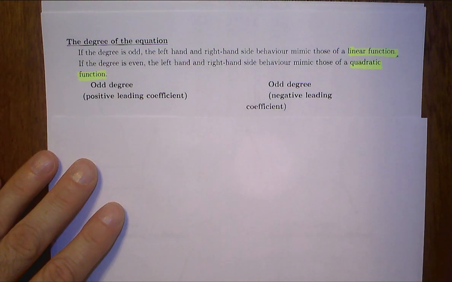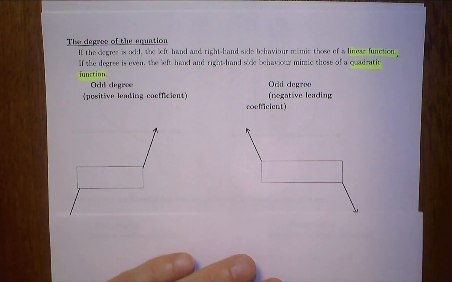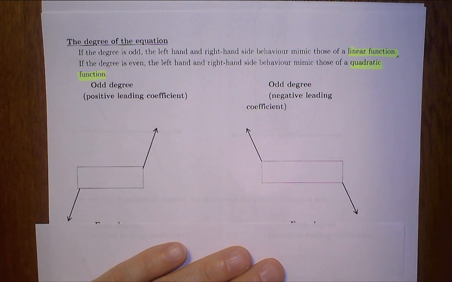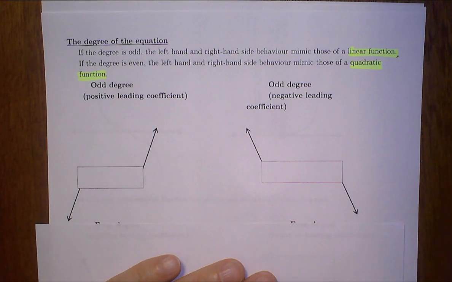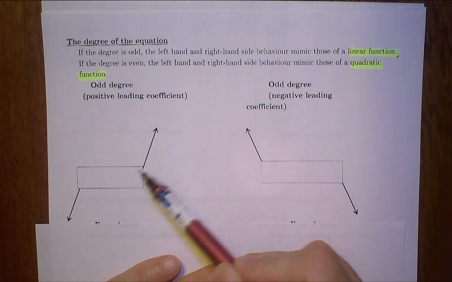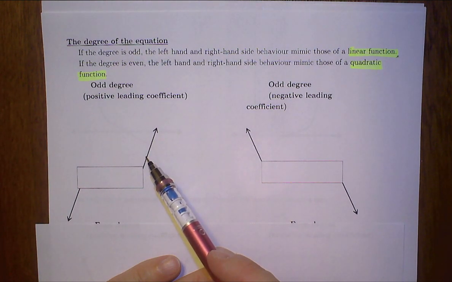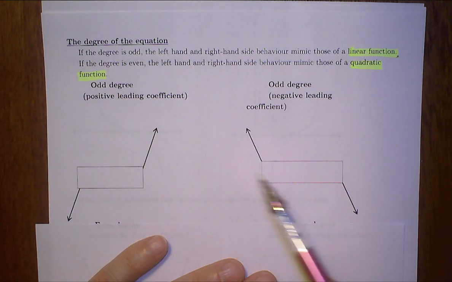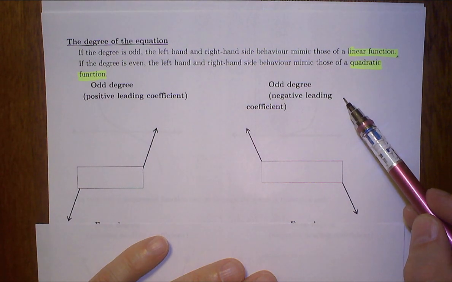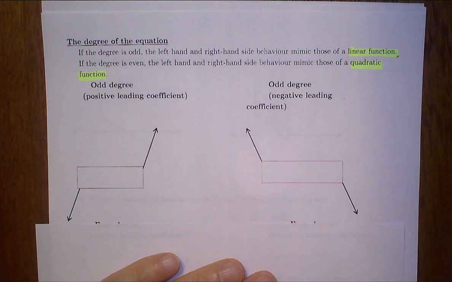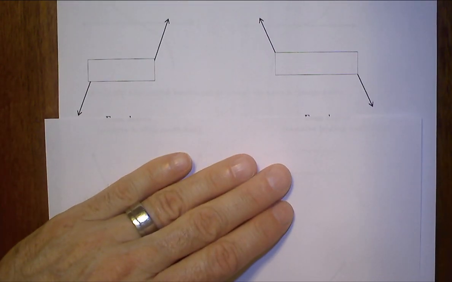So an odd degree polynomial function with a positive leading coefficient. Now, the end behavior is going to mimic that of a linear function with a positive slope. So now this could be a whole bunch of curves in the middle, but on the left-hand side, it looks like this. On the right-hand side, it looks like this. In other words, it resembles a linear function with a positive slope. If the leading coefficient is negative, simply, on the left-hand side and right-hand side, the function has an overall negative slope. And actually, the correct terminology is the function is decreasing.